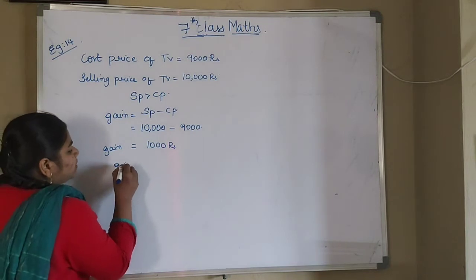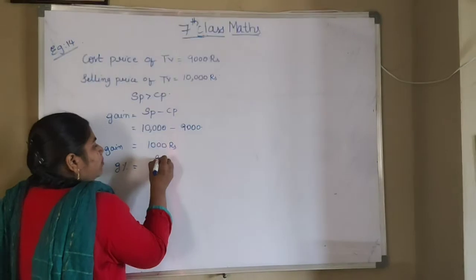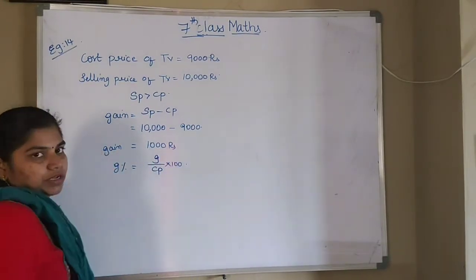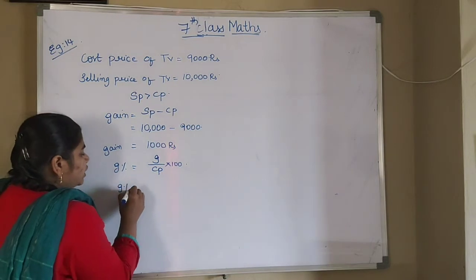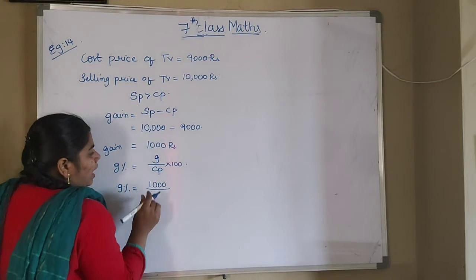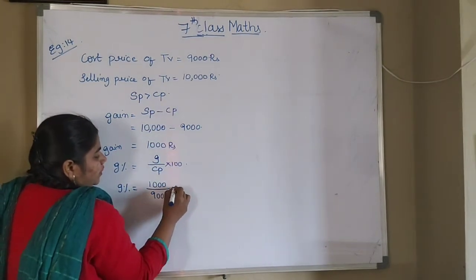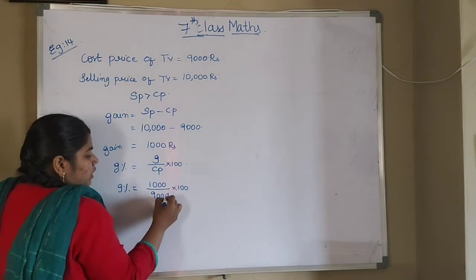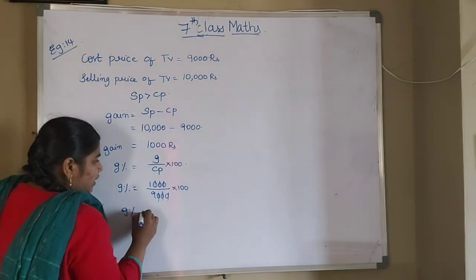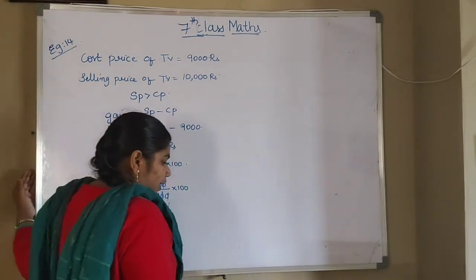So how to find the gain percentage? Gain by CP into 100. So gain percentage is equal to, what is the gain value? 1,000 by what is the CP value? 9,000, into 100. So the zeros will get cancelled. So gain percentage is how much? 100 by 9. Now you divide this 100 by 9.